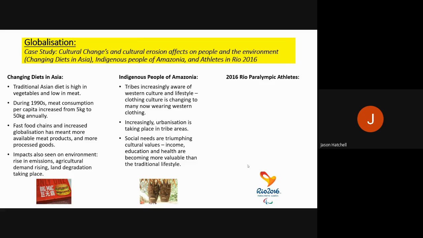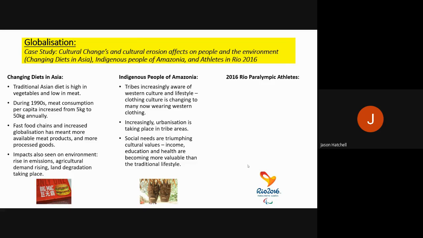And social needs are starting to triumph over cultural needs. So income, healthcare, and education are becoming more valuable in the Amazonian tribes compared to the traditional ideals of hunting and gathering and community spirit. So we are seeing these Western ideals trickle into the Amazonian tribes. The impact, of course, on the environment is very simply land degradation and also deforestation due to urbanization.